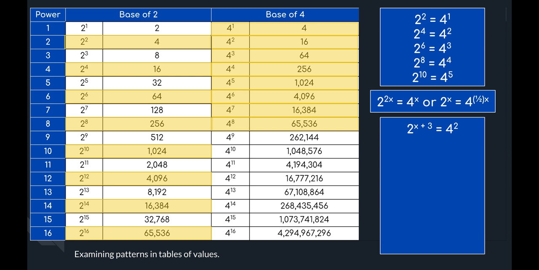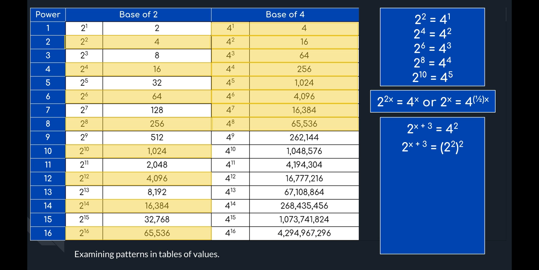In this problem, we have 2 to the x plus 3 equals 4 squared. We can't do anything with this problem as written. We can only solve these once there's an equivalent base. So we're going to have to change 4 into a base of 2. Now there's two different ways we could do this. We could simply say 4 squared is 2 to the 4th. Or we could use our power of powers rule. And that's what we'll do in this case, just to demonstrate.